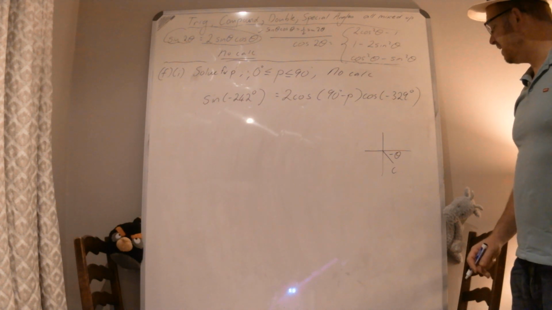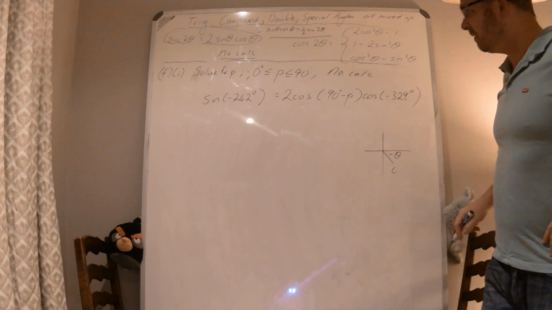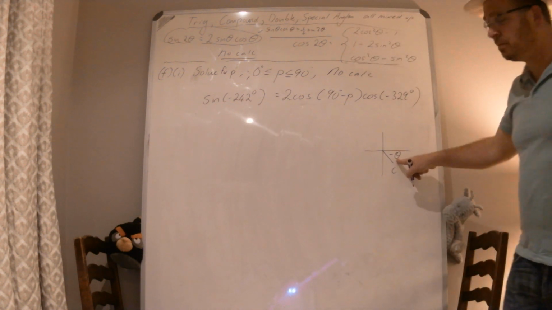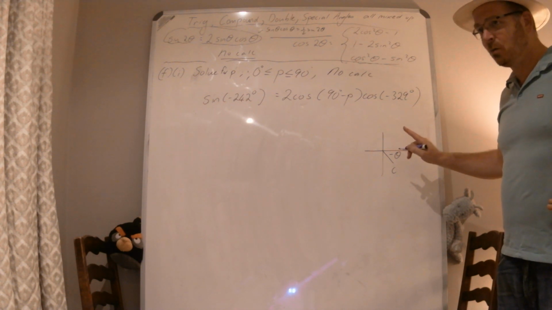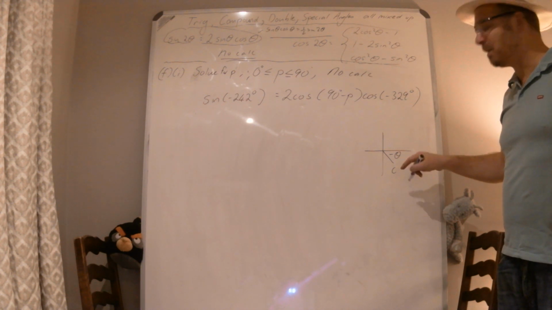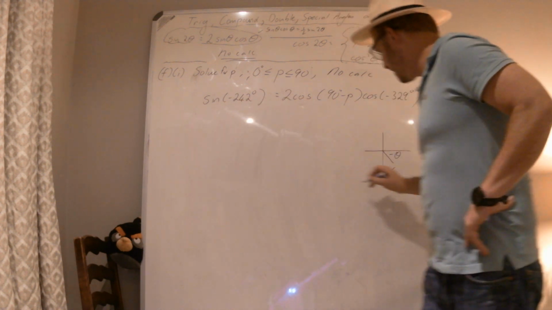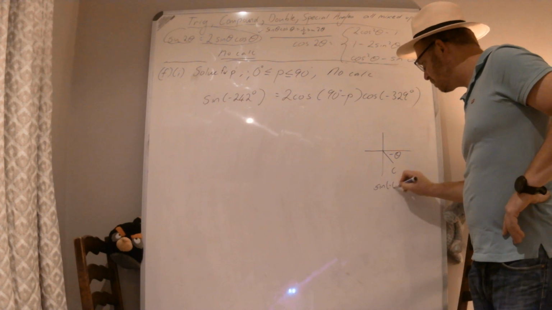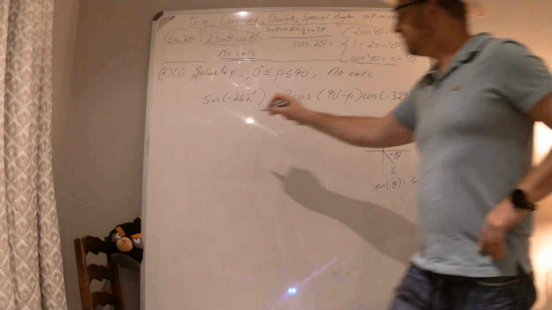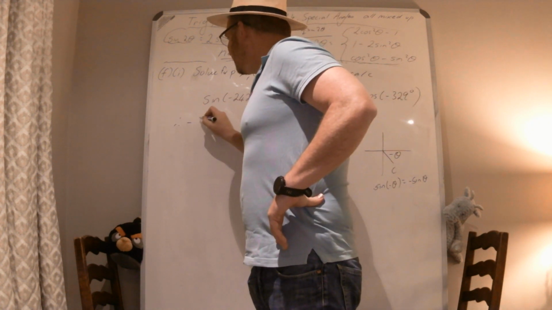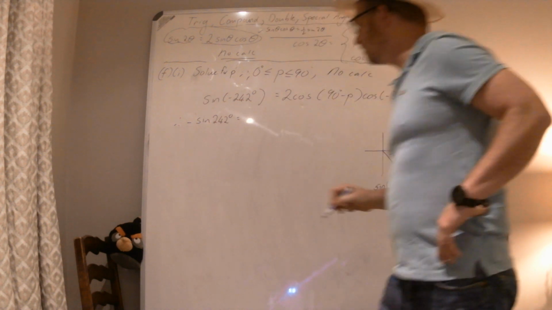The first thing you correctly said is you've got sine of a negative angle. Now remember, negative angles behave like they're in quadrant 4. They're not in quadrant 4, it's just a way of remembering it. So sine of a negative angle is negative sine of the positive angle. So sine of negative 242 is negative sine of 242. So far so good.